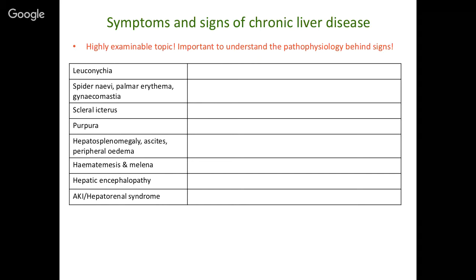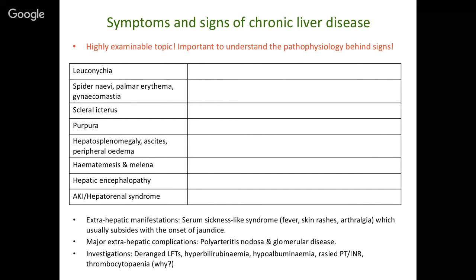A few others, so hepatic encephalopathy we've talked about, and you can also get something called hepatorenal syndrome. You don't really need to know much about it, but there are two types. Type 1 is more acute, type 2 is more chronic. If you're interested in doing some reading, you can, but it's essentially just changes in the vasculature or the perfusion of the kidneys due to changes in the liver. That's a very brief summary of it. You can also get extrahepatic manifestations. You can see a serum sickness-like syndrome very early on. There are some extrahepatic complications.